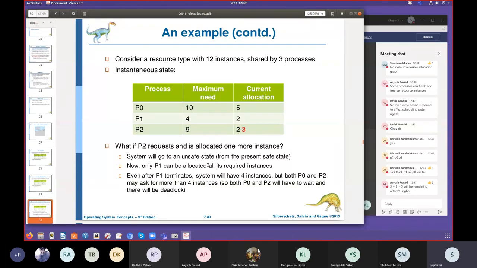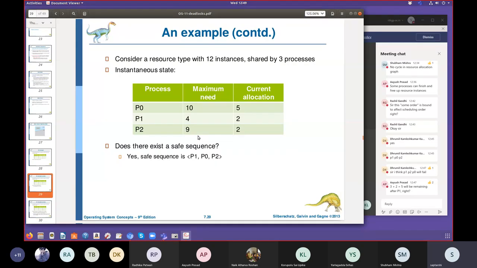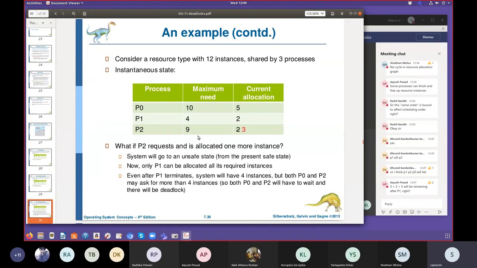Now let's see the second thing. Given this state, which we know is a safe state because there exists a safe sequence, say P2 requests one more resource, and let's say it is allocated. So from 2 it now becomes 3. Now think about it. The system state is no longer safe. And the reason is given here.